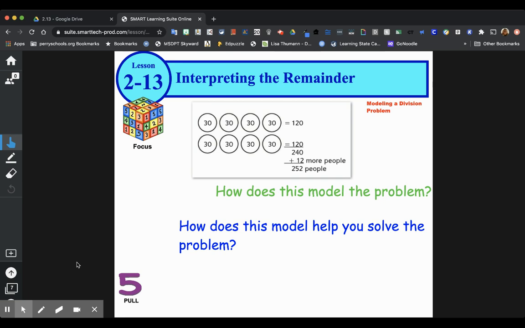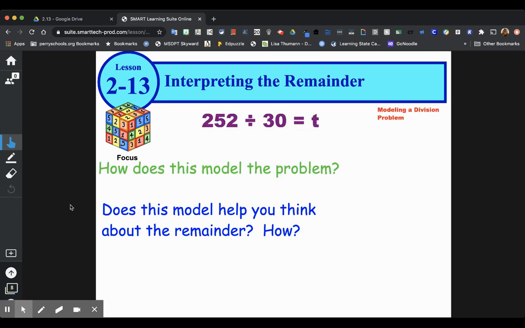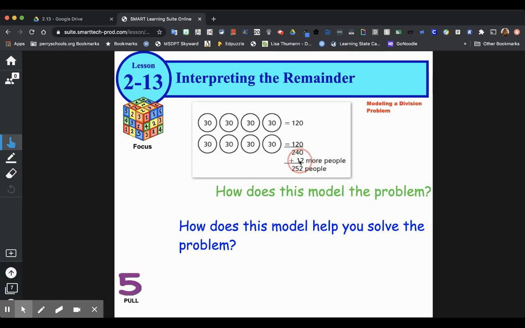So this model breaks the problem up into multiples of 30. 30 is the number that we were given, and that's the multiple that we were using. Could you have done it a different way? 100%, okay? This model here represents the division problem we're doing. 252 divided by 30 equals T for times. How many times does it need to run? Does this help you think about the remainder? And maybe ask yourself, how does it help you think of the remainder? This one helped me think of the remainder because it shows me that there's a 12 there.